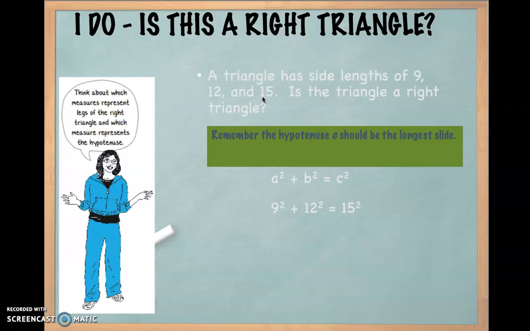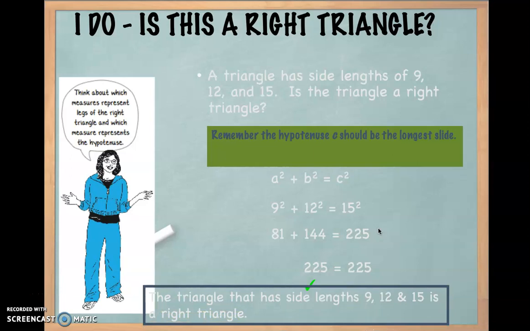Welcome back. Now that we have everything plugged into the Pythagorean theorem, 9 squared plus 12 squared should equal 15 squared. We're going to see if it's true. 9 squared, which is 9 times 9, is 81. 12 times 12 is 144. When I add those together, I am going to get 225, so it checks out, so I can determine this is a right triangle.